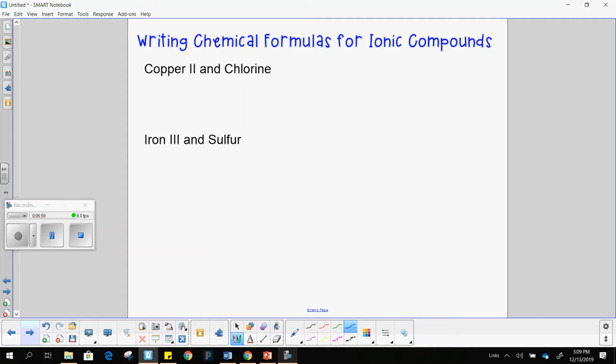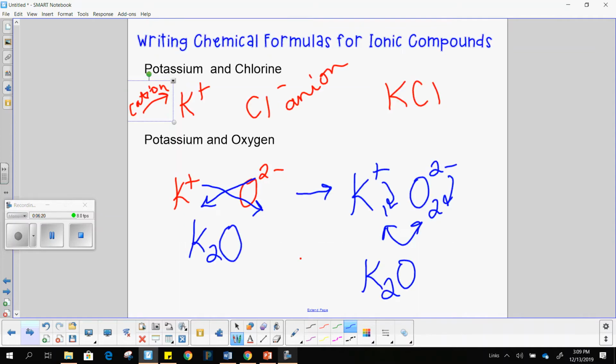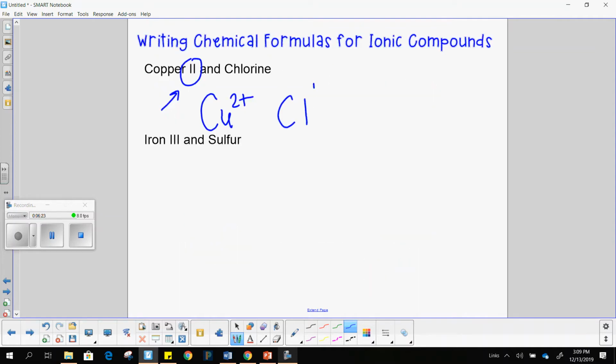All right, here's another example where we have copper 2. That Roman numeral right here is really important because copper has 2 different ions, and this is telling us to use the 2 positive charge. So the Roman numeral is the charge. If you go back and look at the periodic table, our chlorine atom is over here, and so it's a 1 negative charge. And so what we end up with is this.